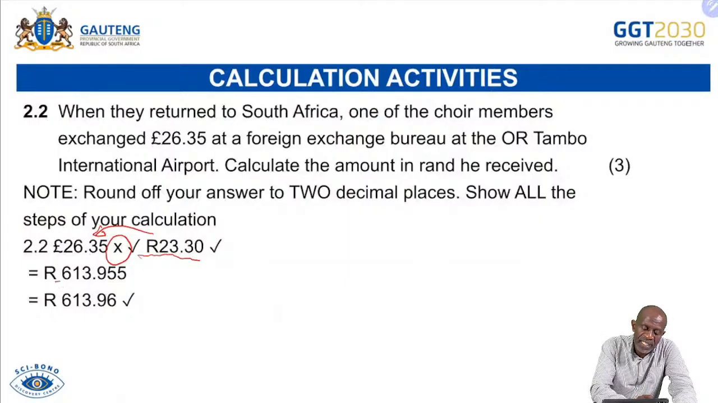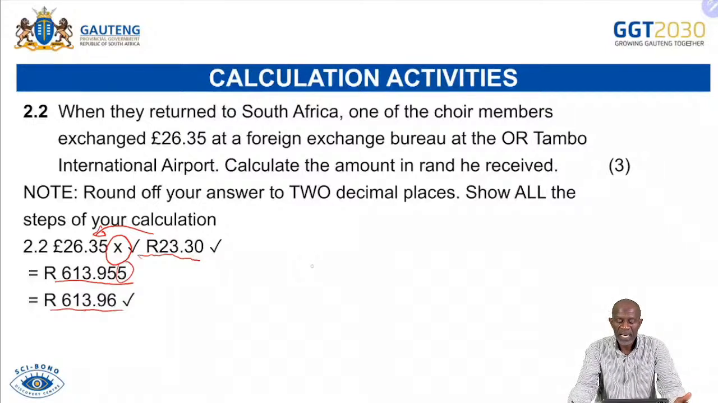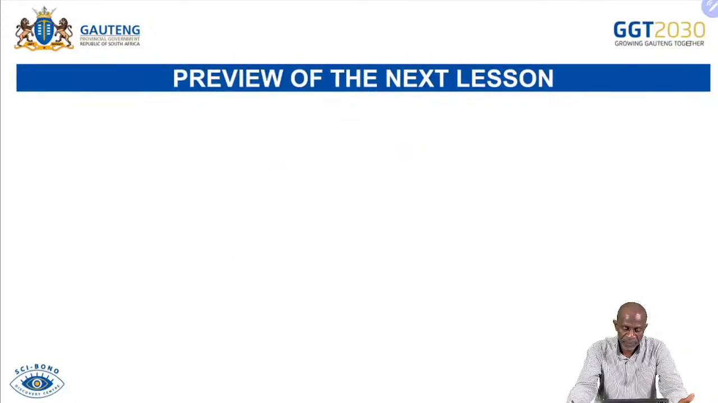And this is what this choir member will get: 613.955. When we round off to 2 decimal places, the last digit is 5, and that 5 will give us 1, which adds up to the 95, and we have 613.96. That would be your answer to the calculation.